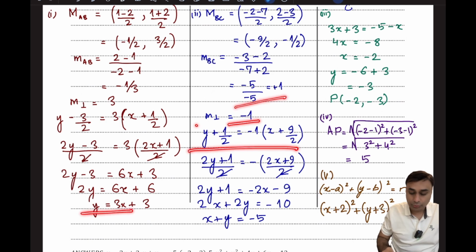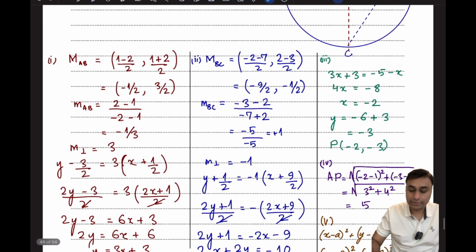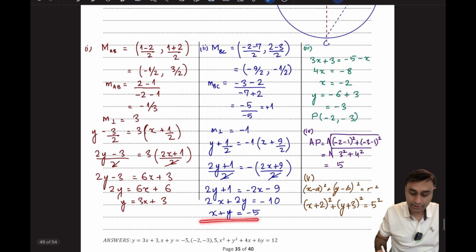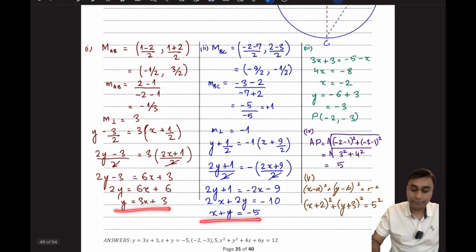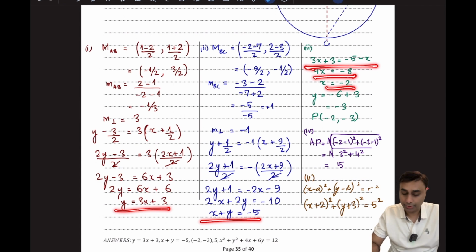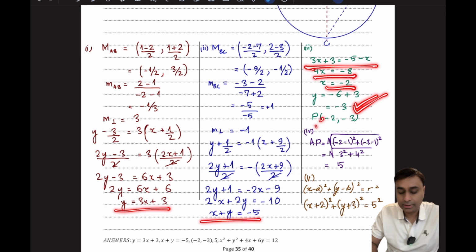So if I have 2 perpendicular bisectors, I can solve them simultaneously. This equation and this equation, if I solve them simultaneously by elimination or substitution, that will be your choice. But if you get their point of intersection, that point must be the center of the circle.